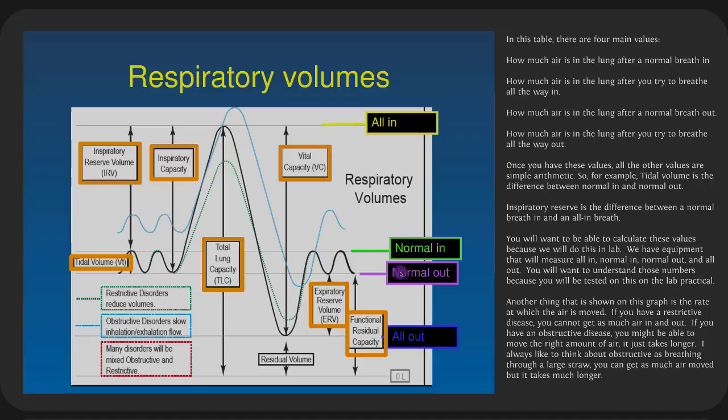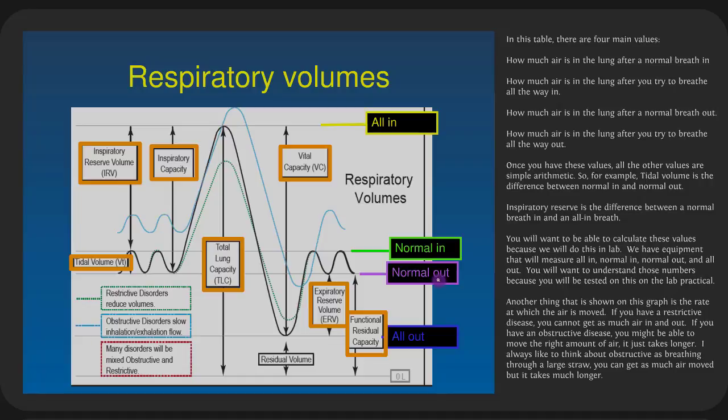Inspiratory reserve is the difference between a normal breath in and an all-in breath. So the difference between these two is inspiratory reserve. I try to draw this out so that the arrows between are telling you what that particular volume is. So inspiratory capacity is the difference between all-in and a normal out.